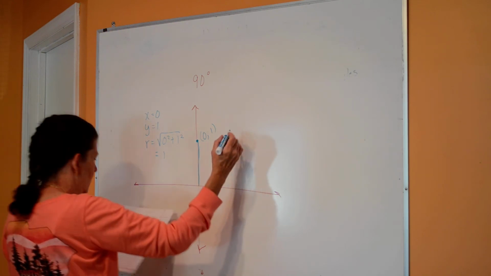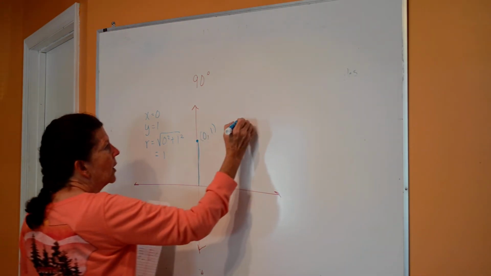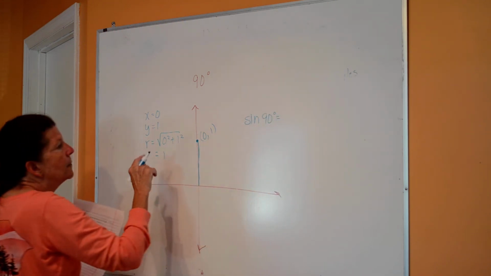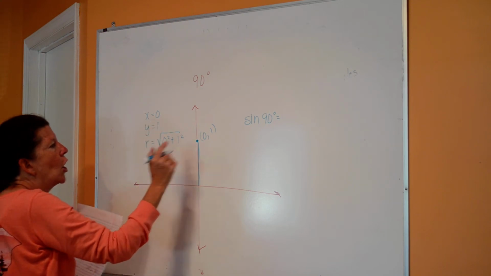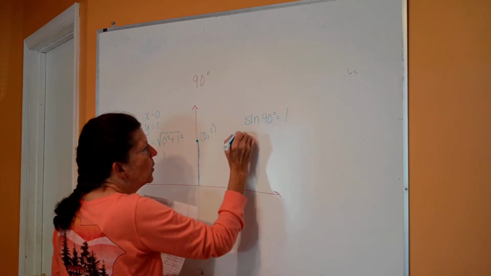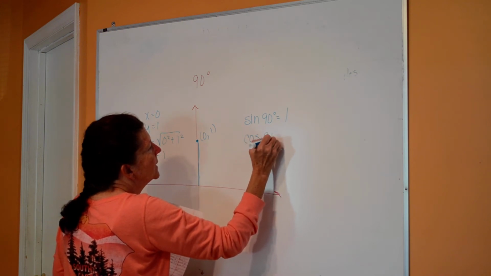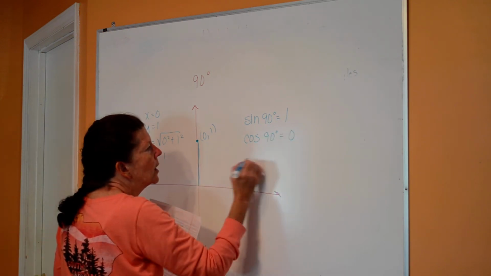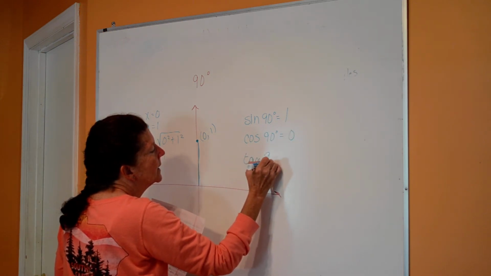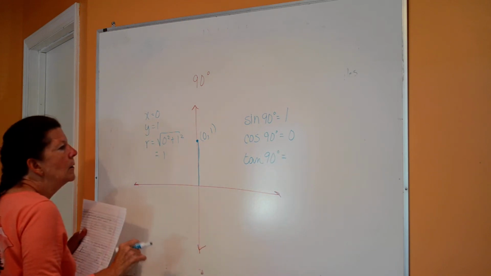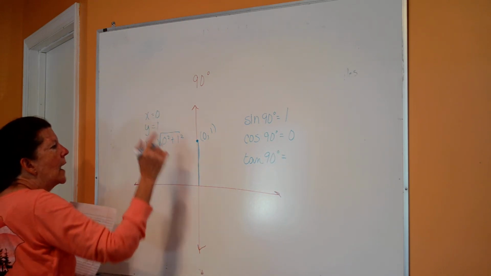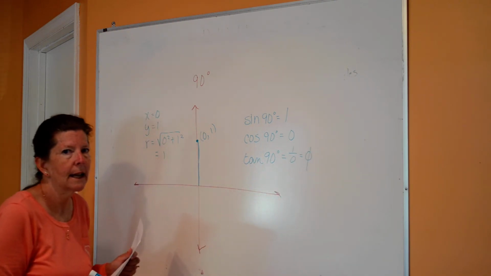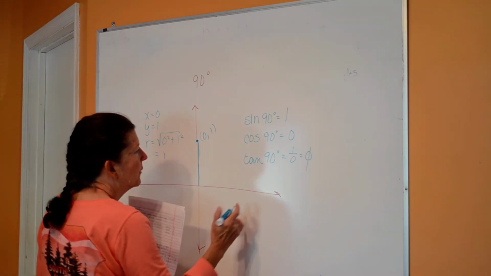Now I can do everything. Let's say they just want, I don't know if they want all of them, let's do all of them. The sine of 90 degrees is going to be y over r, which is 1 over 1, which is 1. The cosine at 90 degrees is going to be x over r, or 0. The tangent at 90 degrees is going to equal y over x, or 1 over 0, which is undefined. I can't have 0 on the bottom of my fraction.